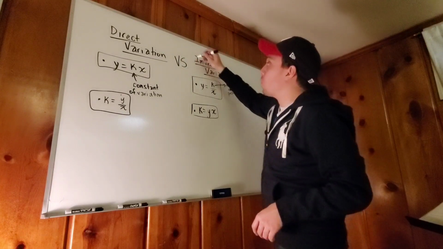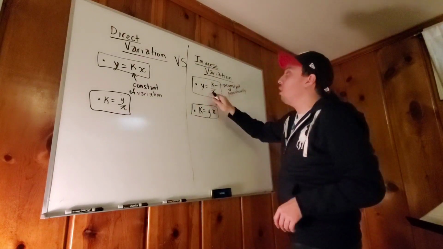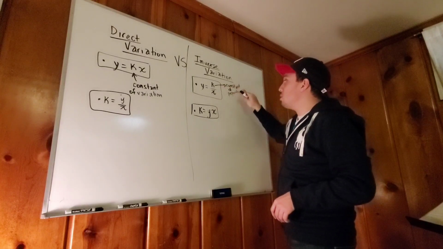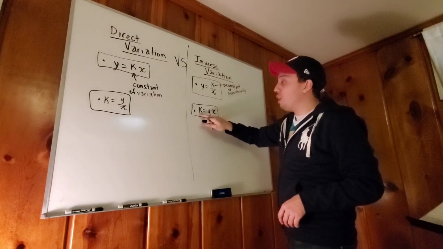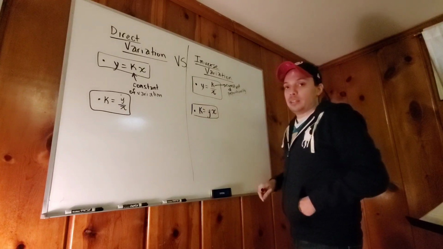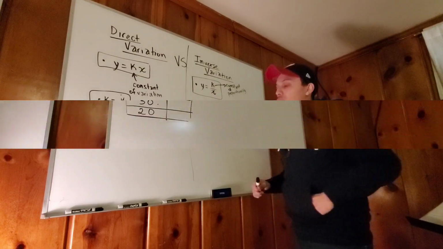And that's how you find k for inverse variation, and for direct variation is k equals yx. So today we're only talking about this part. You have to keep in mind y equals k over x, where k is a constant of proportionality, and to find k we have to multiply the y and the x so that we find what that is. Now let's get into the examples.